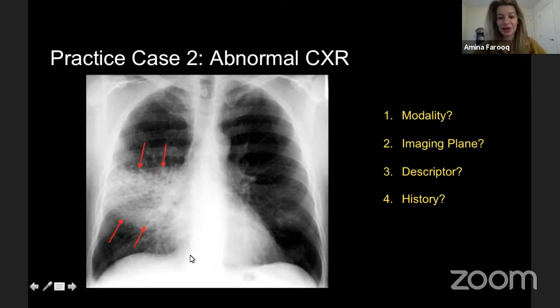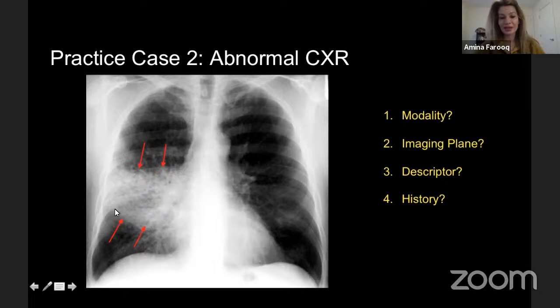So trachea, the heart, the right heart border is obscured. Below the diaphragm looks fine. Our bones look pretty good. And then of course the arrows are pointing to this silhouette or this consolidation, which is silhouetting the right heart border. That's a term that we use in radiology. If you guys know the diagnosis, feel free to type it into the chat box. I'm going to give you a clue that this patient has fevers and chills.